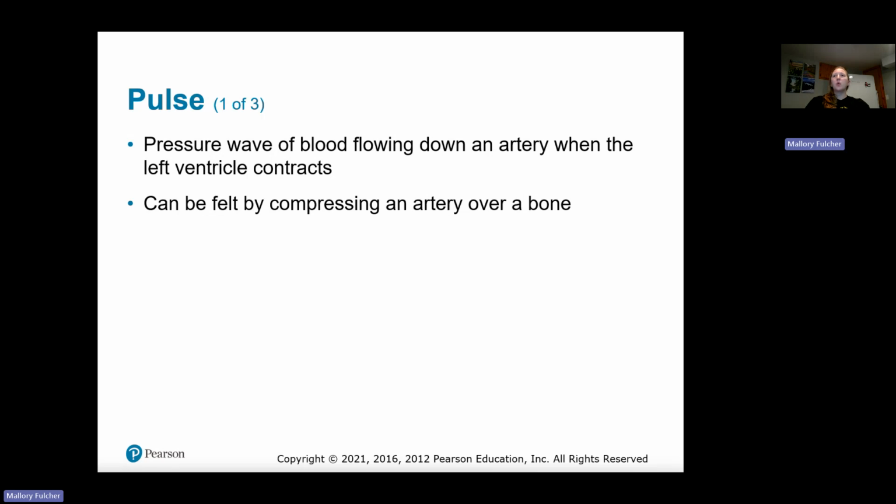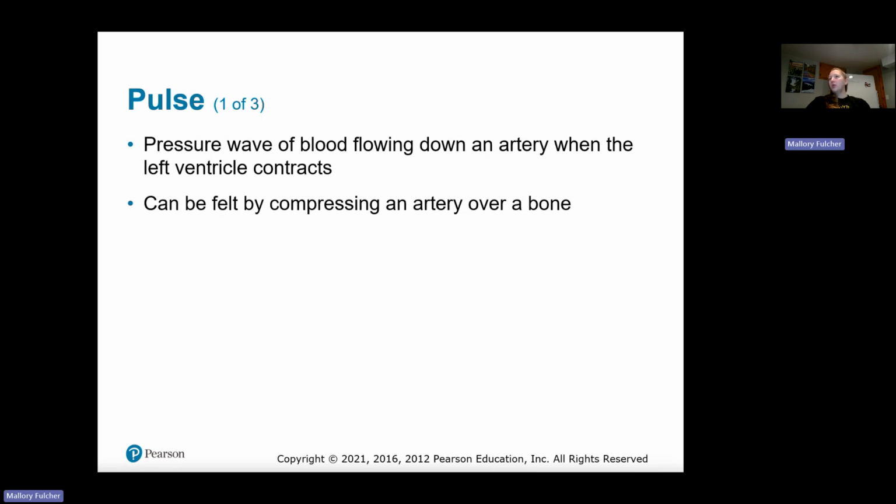Pulse refers to the pressure wave of blood flowing down the artery when the left ventricle contracts. So when our heart actually pushes out blood throughout our body, we should be able to feel it. So it's a fast enough pulse that if you were to take a pulse at your wrist and at your foot, it should feel almost identical. There might be a slight delay, but it should feel pretty identical.